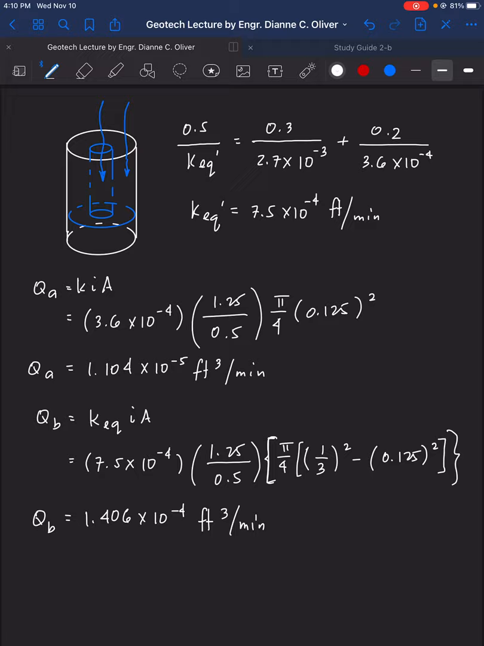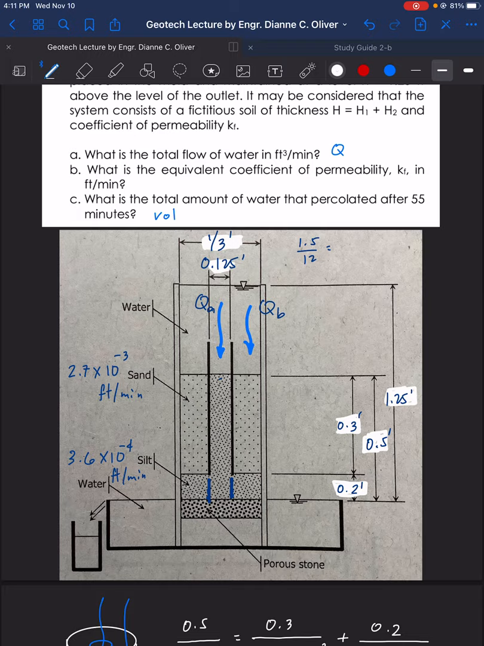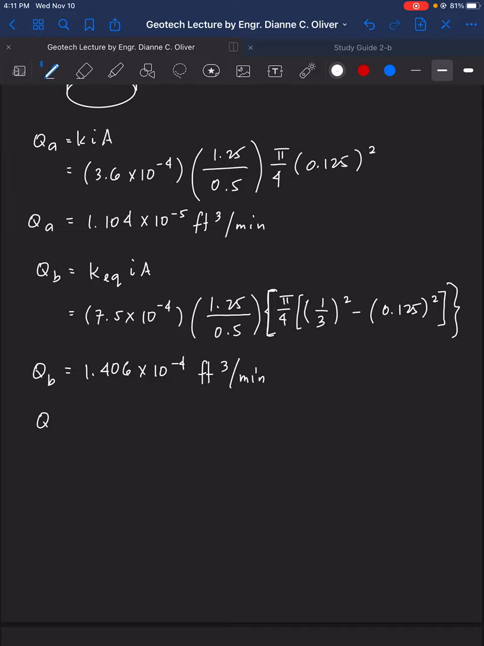Next, we can now solve for the first question. What is the total flow of water in cubic foot per minute? So that's it. Q total equals Q sub A plus Q sub B. So Q total is now equal to 1.516 times 10 raised to negative 4 cubic foot per minute.